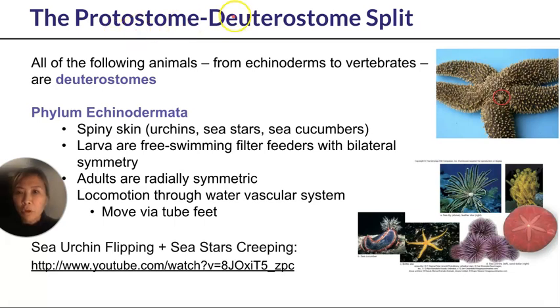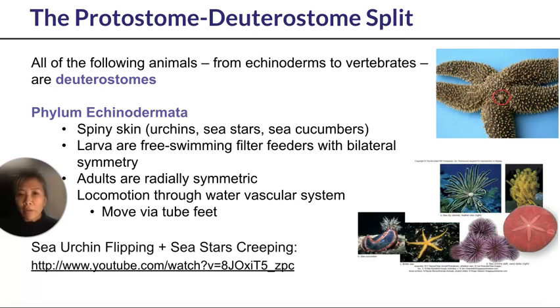The protostome and the deuterostome split has to do, if you recall, in the last section, we talked about the blastopore development. During embryo development, the first opening will either develop into the mouth, which would be the protostome, or develop into the anus, which would be the deuterostome. So in the last section, we were looking at protostomes. Now we're going to focus on the deuterostome.